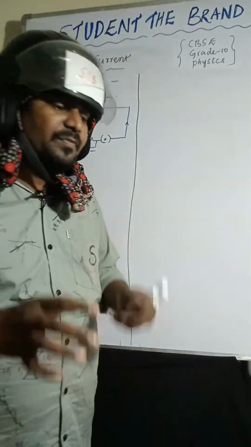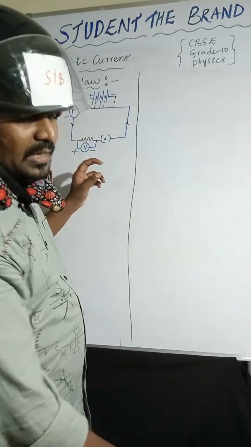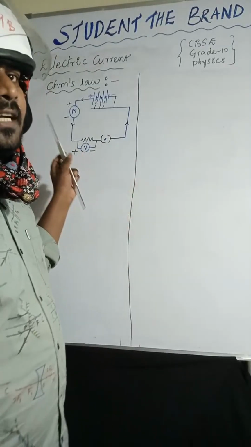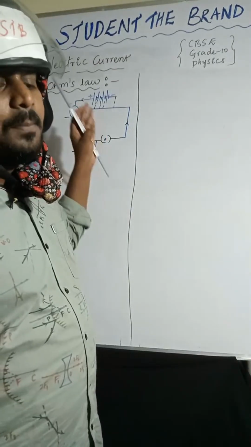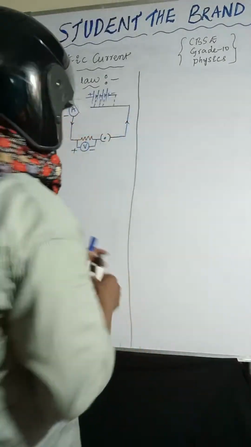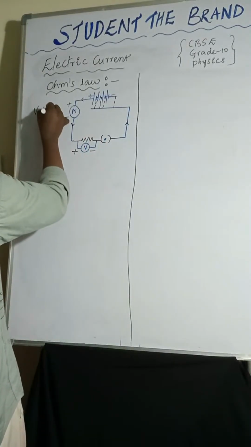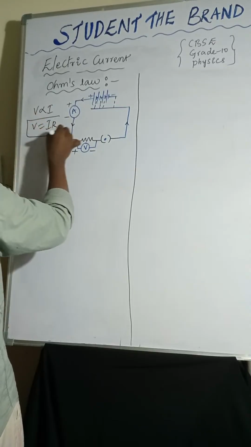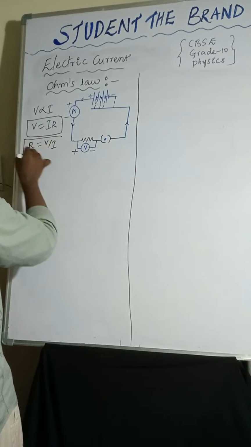The potential difference across the ends of the given metallic conductor is directly proportional to the current flowing through it. V is directly proportional to I, V equals IR. So R equals V by I. This is very, very important.